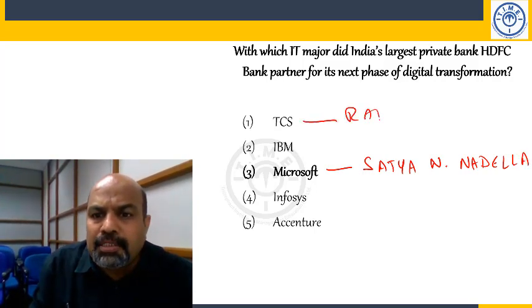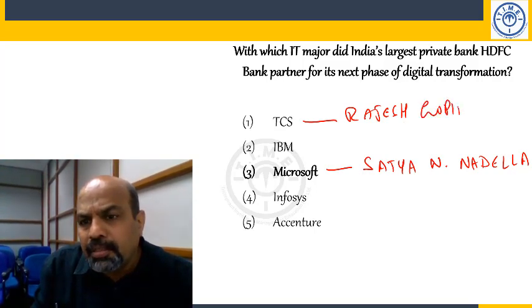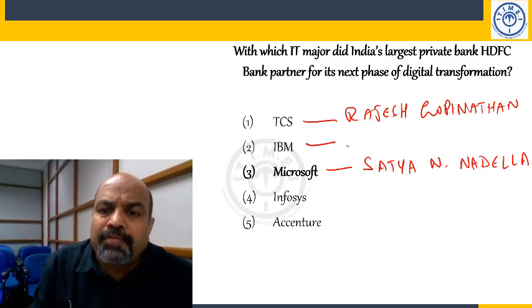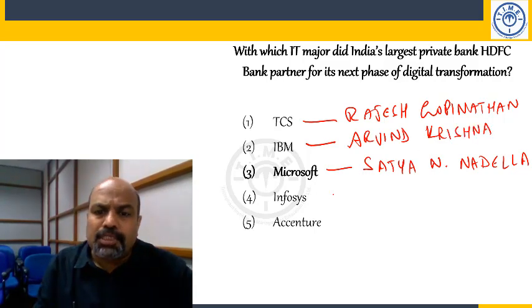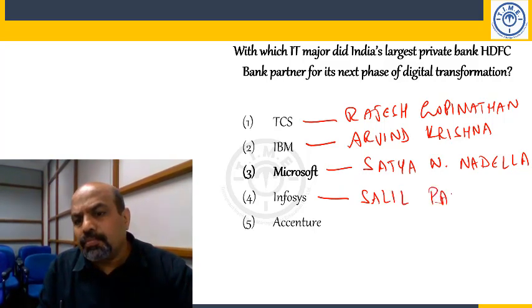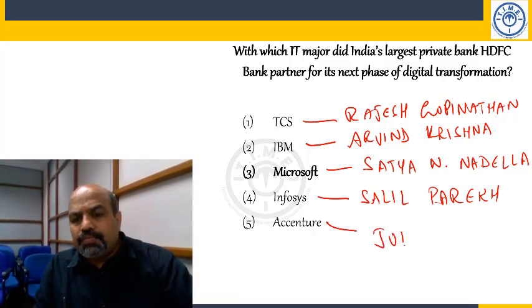Rajesh Gopinathan runs TCS. IBM, Arvind Krishna. Infosys, Salil Parekh. Accenture, Julie Sweet.